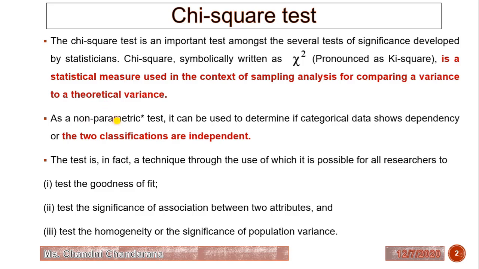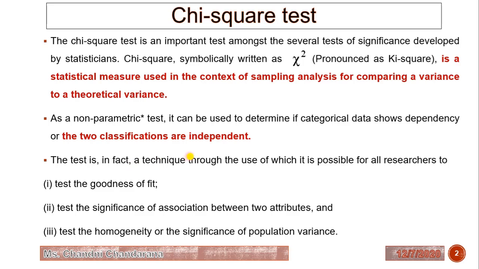So as a non-parametric test, it can be used to determine if categorical data shows dependency, or we can say the two classifications are independent. Then we have to use this test as a non-parametric test.